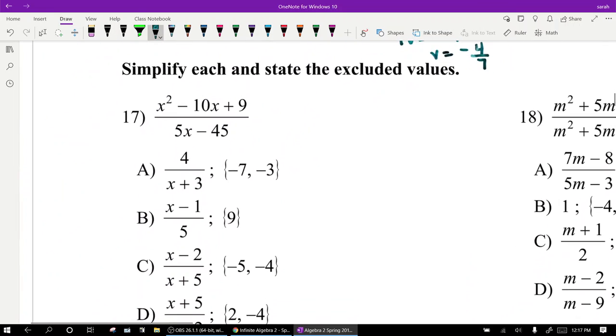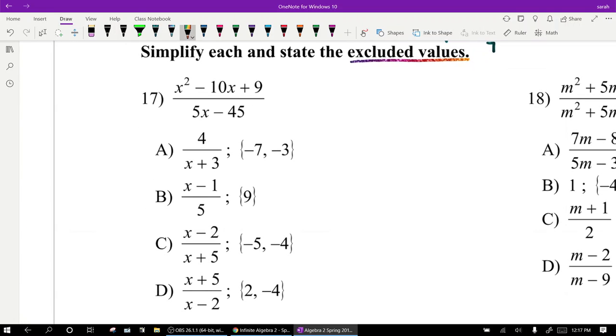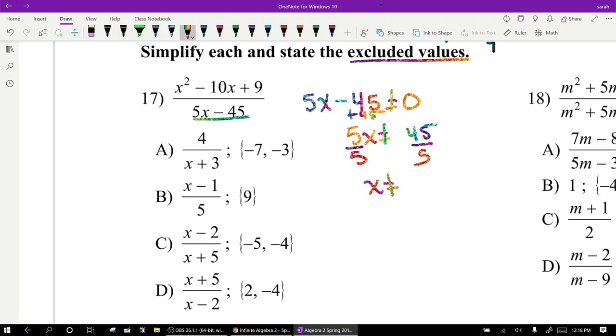Number 17. It says solve for each and state the excluded values. So we need to simplify and then state the excluded values. So what I think is really easiest is to do the excluded values first and then just see if anything happens there. So let's look at this. I know that 5x minus 45 cannot equal 0 because I cannot have a 0 in my denominator. So let's go ahead and solve for x and find out what x cannot be equal to. So I'm going to say 5x cannot be equal to 45, I'm going to add 45 to both sides. Divide both sides by 5. So x cannot equal 9.